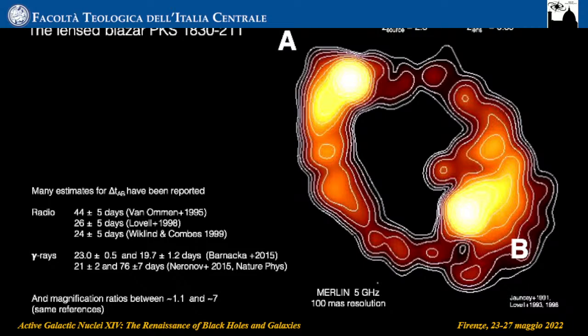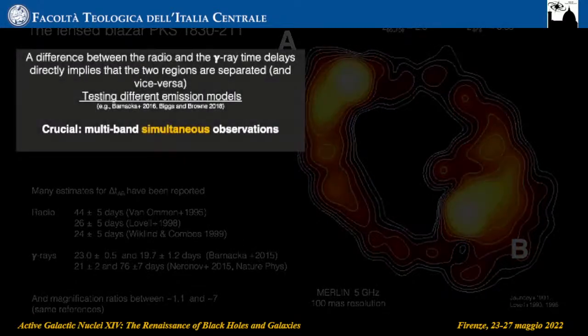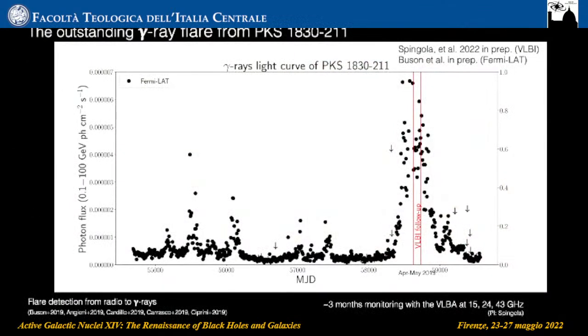You see here the values, but the point is that some of these values are not consistent among each other. So one may think that the two emitting regions are separated, but the data are not simultaneous. These time delays have been measured at very different times in the life of this blazar, so with different light curves. And so it's not really that trivial to say whether these two regions are connected or not. So we really need multi-band simultaneous observations of gamma-ray flaring lensed blazars to understand the connection of the radio and the gamma rays in these powerful events.